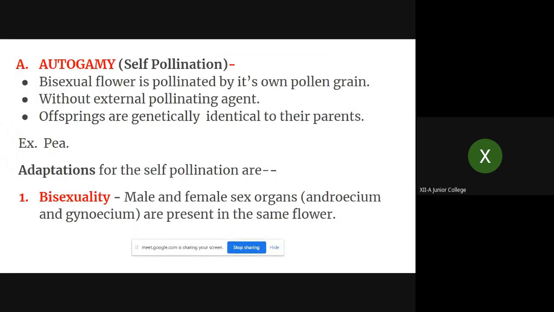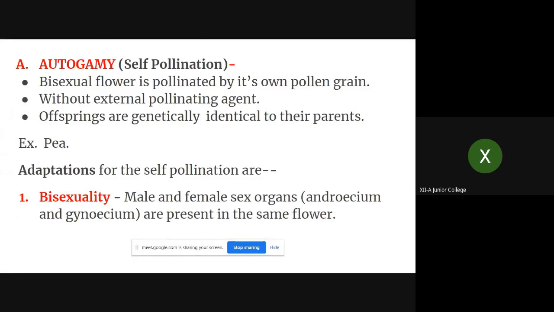First of all, that flower should be bisexual. Bisexual means what? Bi means two sexual parts, that means both the sexual organs are present in the same flower. That means the flower is bisexual. What are the sex organs in the flower? That is the male sex organ, androecium, and the female sex organ, gynoecium.